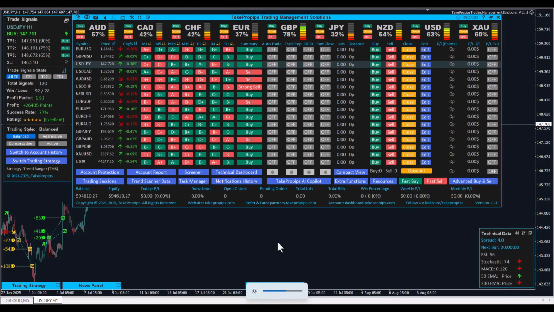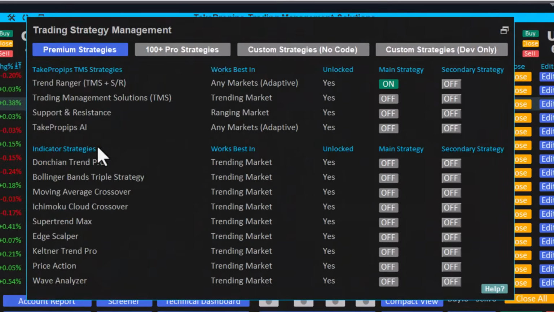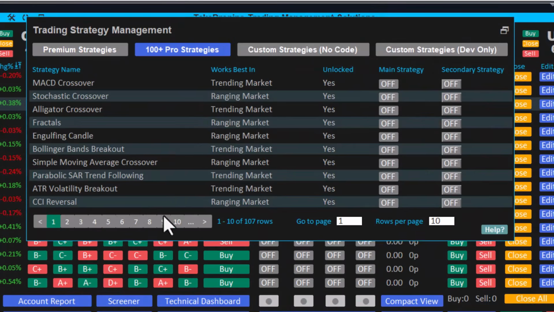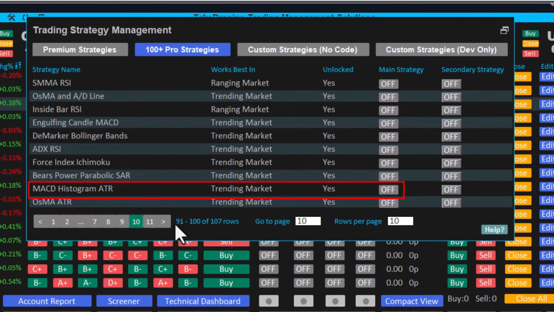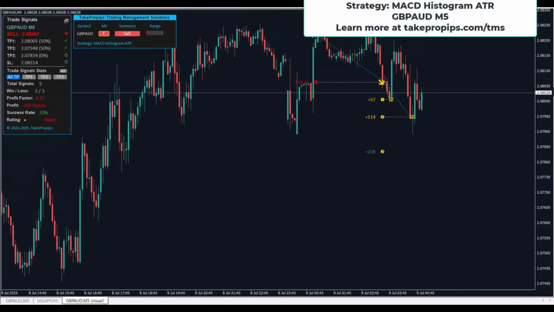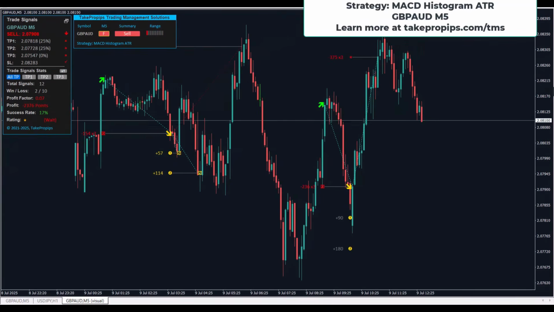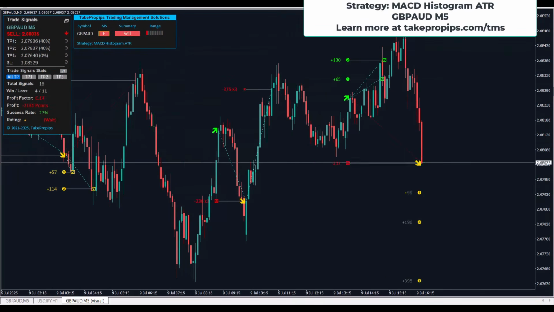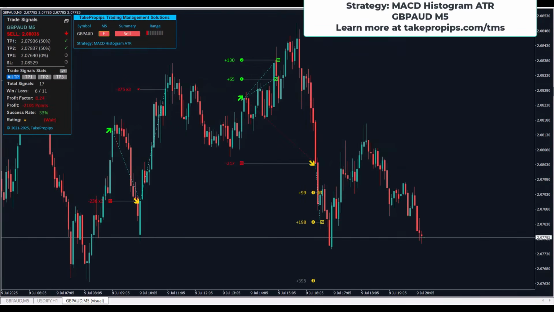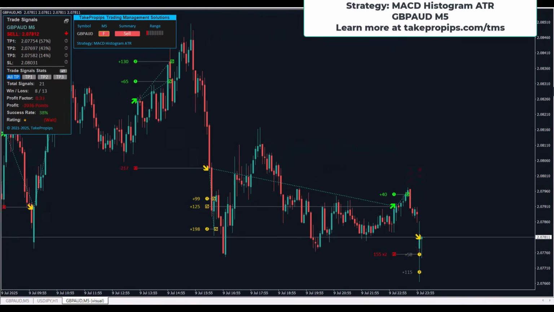This video is all about putting the MACD Histogram ATR strategy to the test using the TakePropips Trading Management Solutions EA. We'll be running this strategy 100 times on GBPAUD using the M5 timeframe to see how it performs under real market conditions. But first, let's break down how this strategy actually works in a simple way.